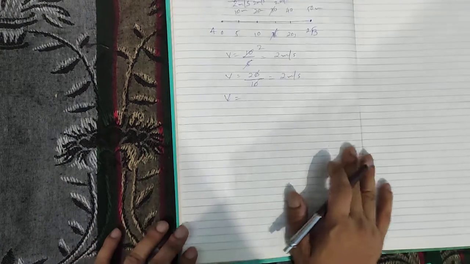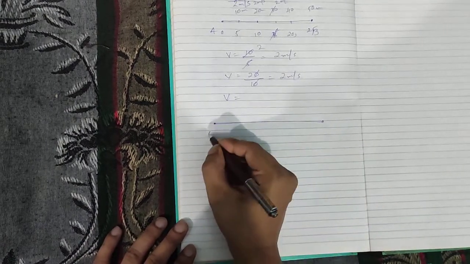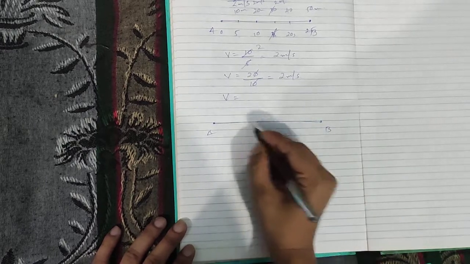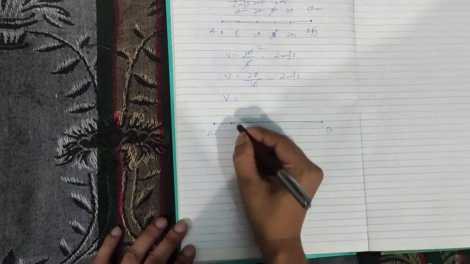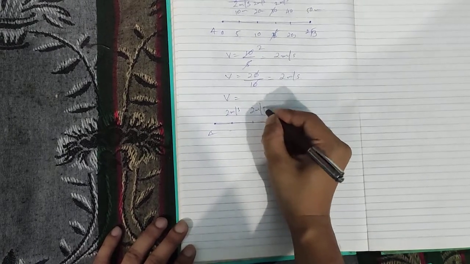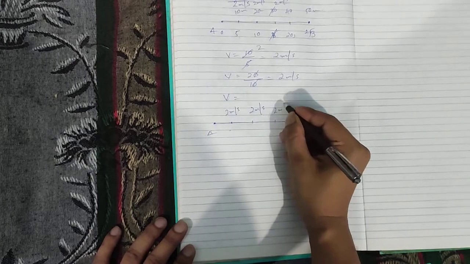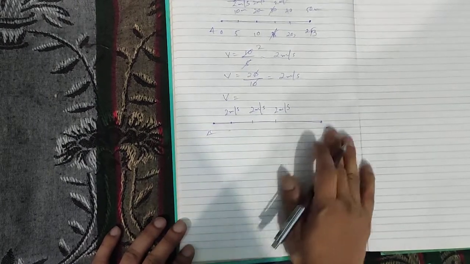So I can draw this diagram once again, demonstrating A to B. At the first interval the velocity is 2 meters per second, at the second interval again 2 meters per second, third 2 meters per second. You get the idea. So this is the object in uniform motion.